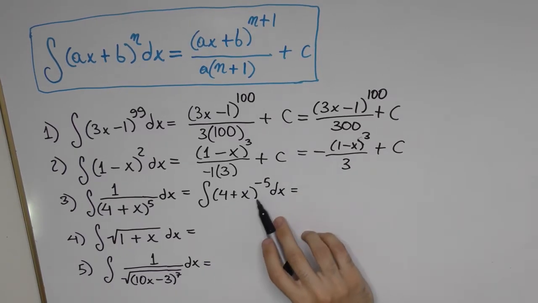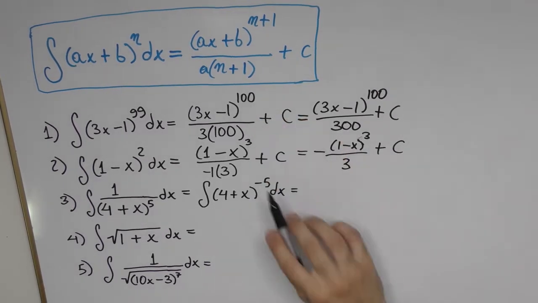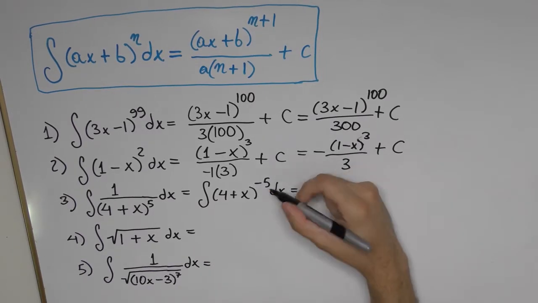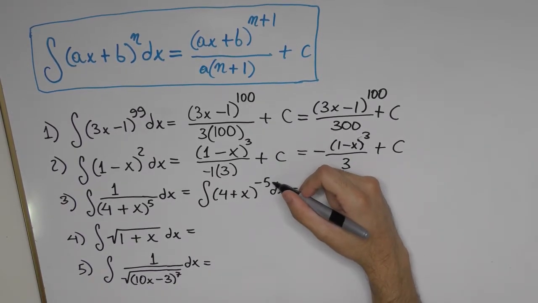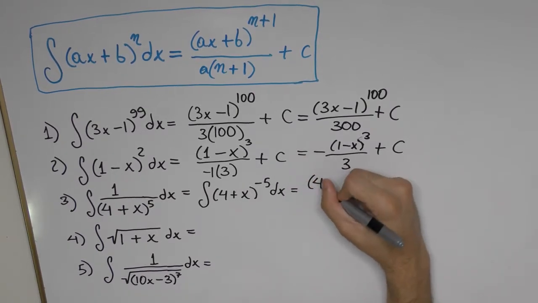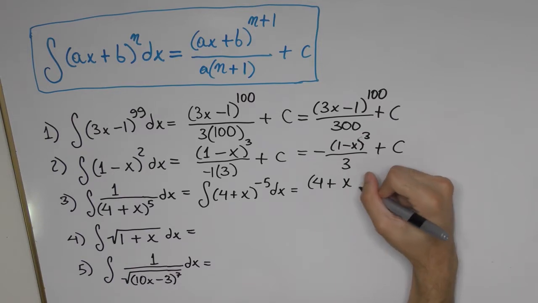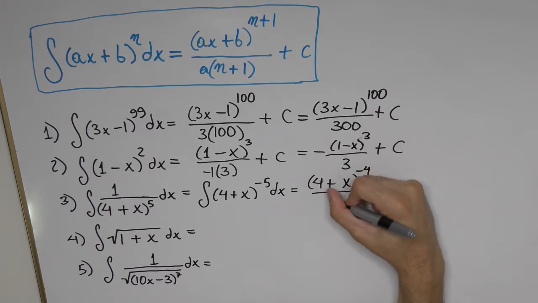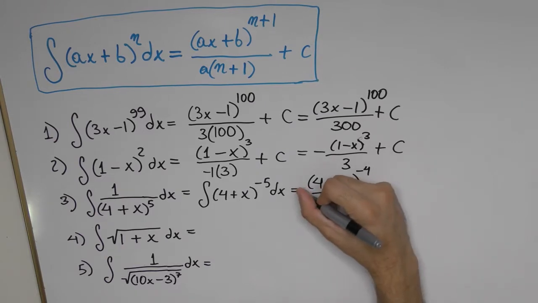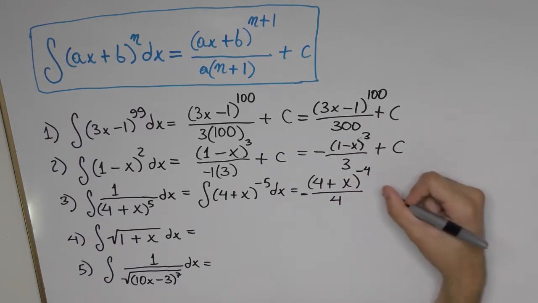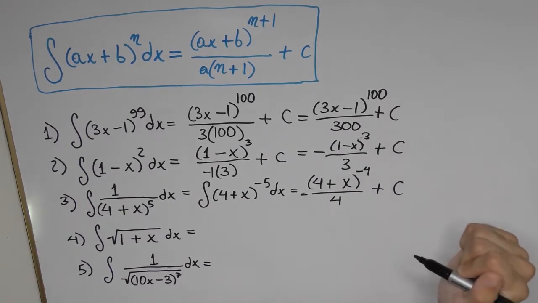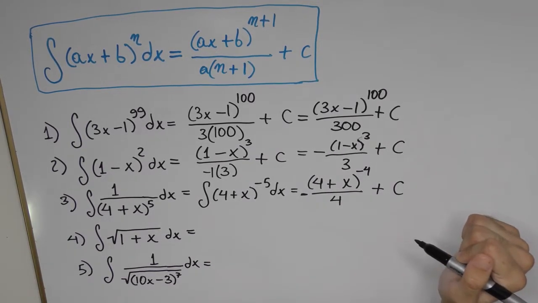And now this has the exact same form that we're expecting from our general formula. So now let's apply this to this expression. We're going to add 1 to the power, which means this is going to become minus 4. So that's going to be 4 plus x brackets minus 4 divided by minus 4. So I'm just going to put the minus sign at the front here. And then we're going to add the constant c. Okay, so that's going to be our final expression.